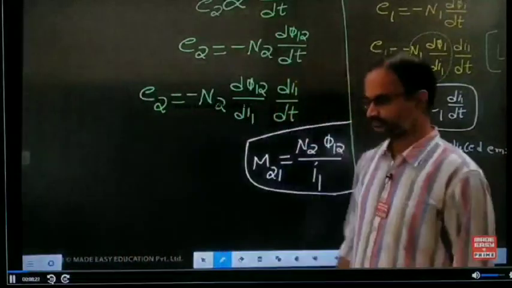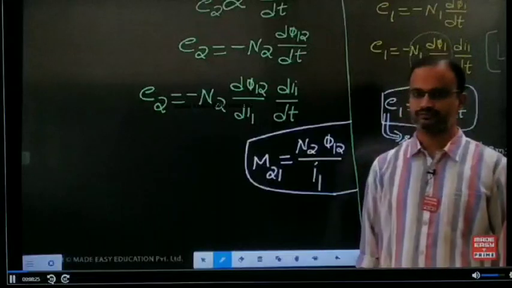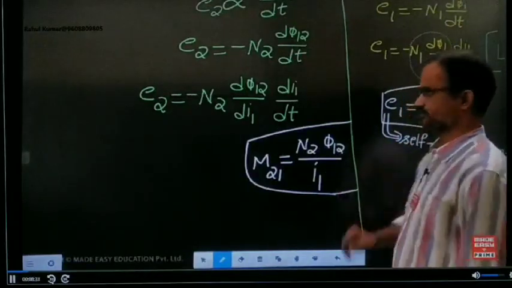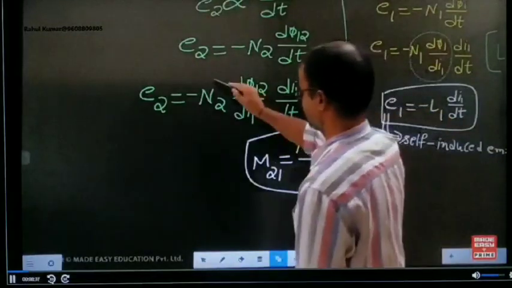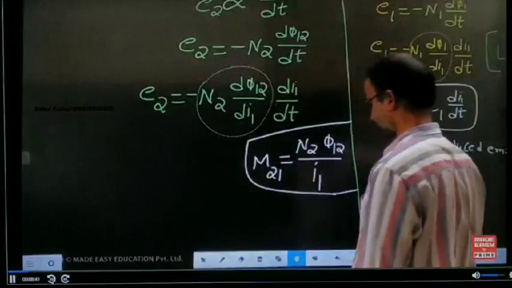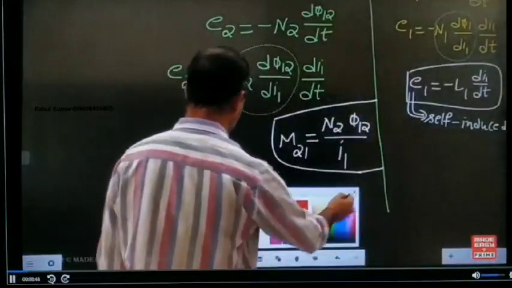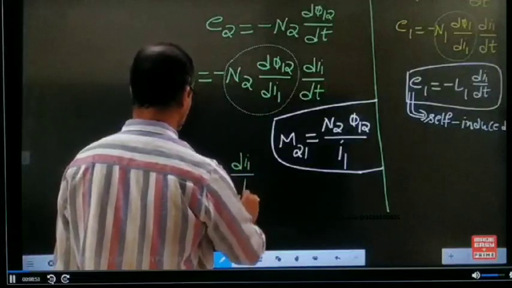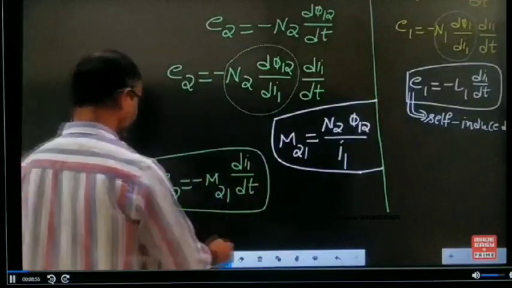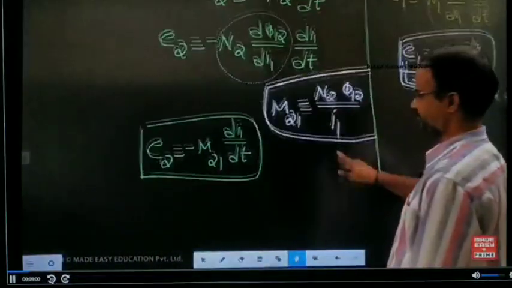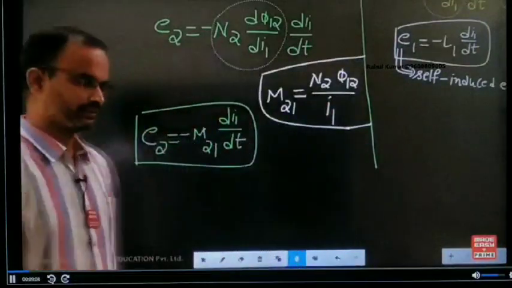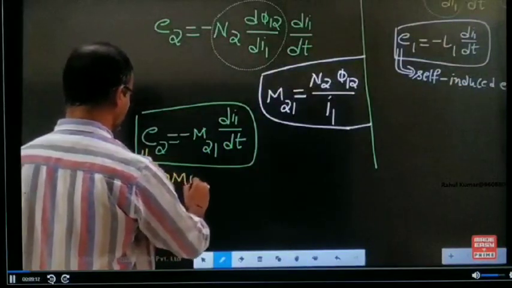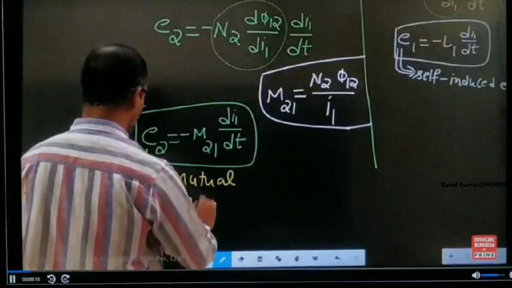If you observe carefully, N2 is the number of turns of the second inductor. Phi12 is the mutual flux of the first inductor, and I1 also corresponds to the first inductor. This entire term is replaced by M21. So E2 equals M21 dI1 by dt. The EMF induced in the second inductor is due to the current of the first one. Thereby, this E2 is named a mutual induced EMF.